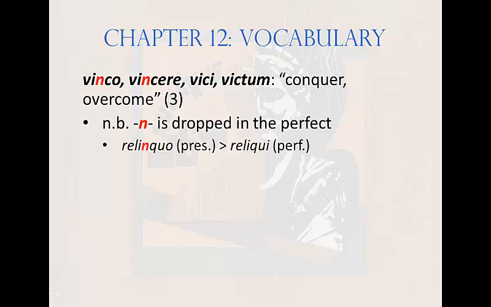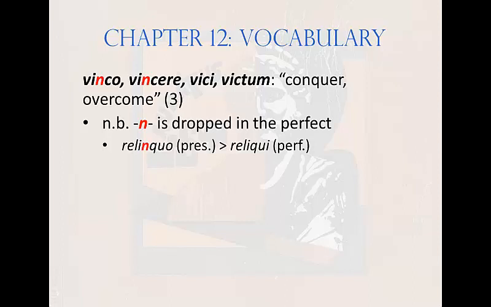That's a pattern that you'll see in some verbs in Latin, like relinquo, meaning I leave behind, but its perfect base is reliqu. While it looks like the perfect is missing its n, it's actually the other way around. The n is really a sound inserted into the present base to signal that the verb is present tense. The perfect base, representing the past tense, naturally does not include this n.